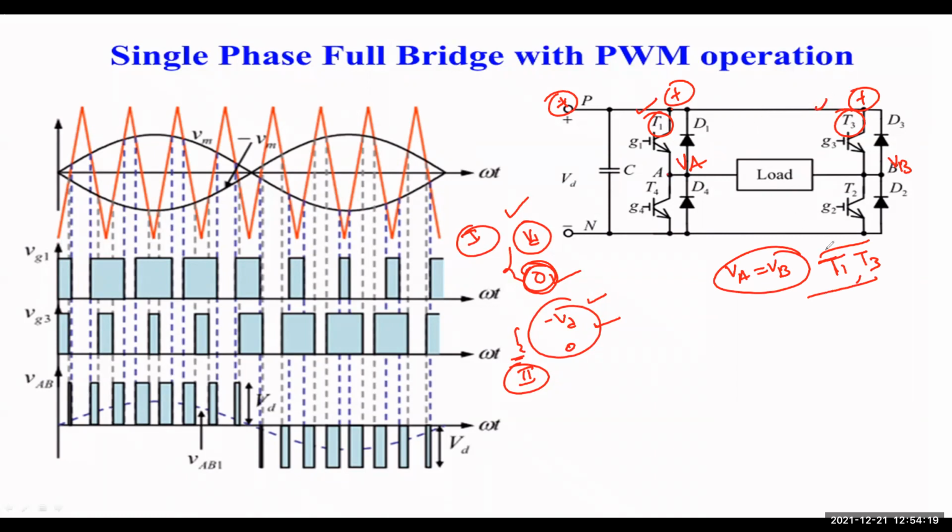So if the two devices T1 and T3 are turned on, that means the voltage across this pole, VA, is equal to VB. The difference VA minus VB is equal to 0. This way we will get the voltage across the load, which is called 0 voltage.